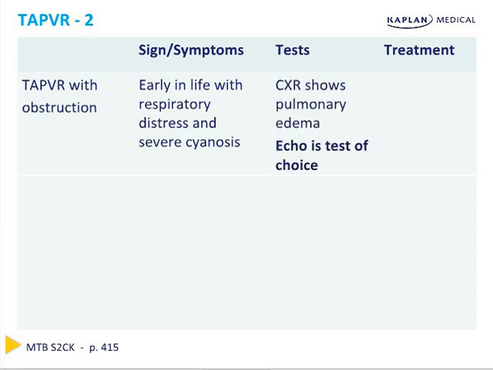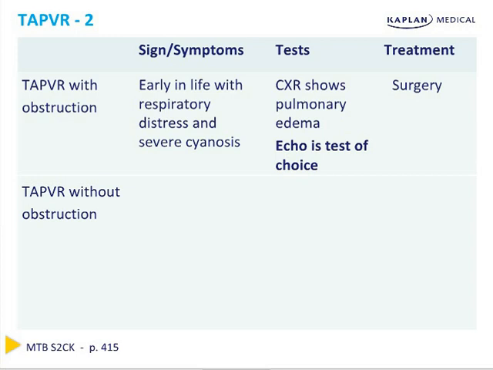The best test is going to be a chest x-ray, which shows a pulmonary edema. That's going to be your first test, because if somebody shows up in respiratory distress, a chest x-ray is a common thing. But the best test to order is going to be an echo. An echo is going to show a very clear view of the circulation of the heart in children this small. And then treatment's going to be surgery. That's obvious. You've got to put the pulmonary veins back where they're supposed to be, in the left atrium.